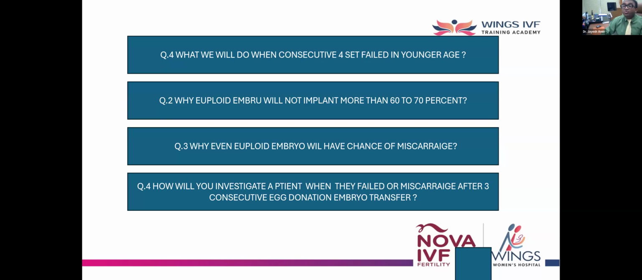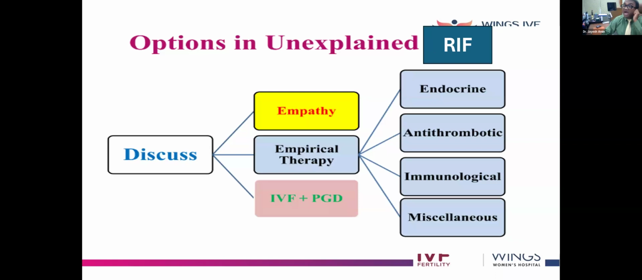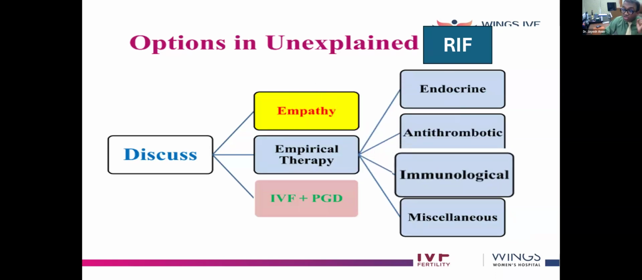And the last thing: when you choose egg donation, after 3 consecutive egg donation embryo transfers, maybe 5, or maybe 4, or maybe 3 PGT-tested normal donor egg embryo transfers, what is the reason behind the implantation failure and miscarriage? This is what I want to say: the reason is only immunological.